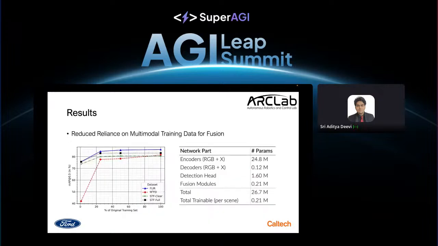Lastly, we conducted an ablation study on the effect of training data size on the detection performance. In this experiment, we trained our fusion module using 100%, 50%, 25%, and 1% of the original datasets. As a result, we found that competitive results can still be achieved by just using 25% of the training data. This shows that our approach has reduced the reliance on co-registered multimodal training data.